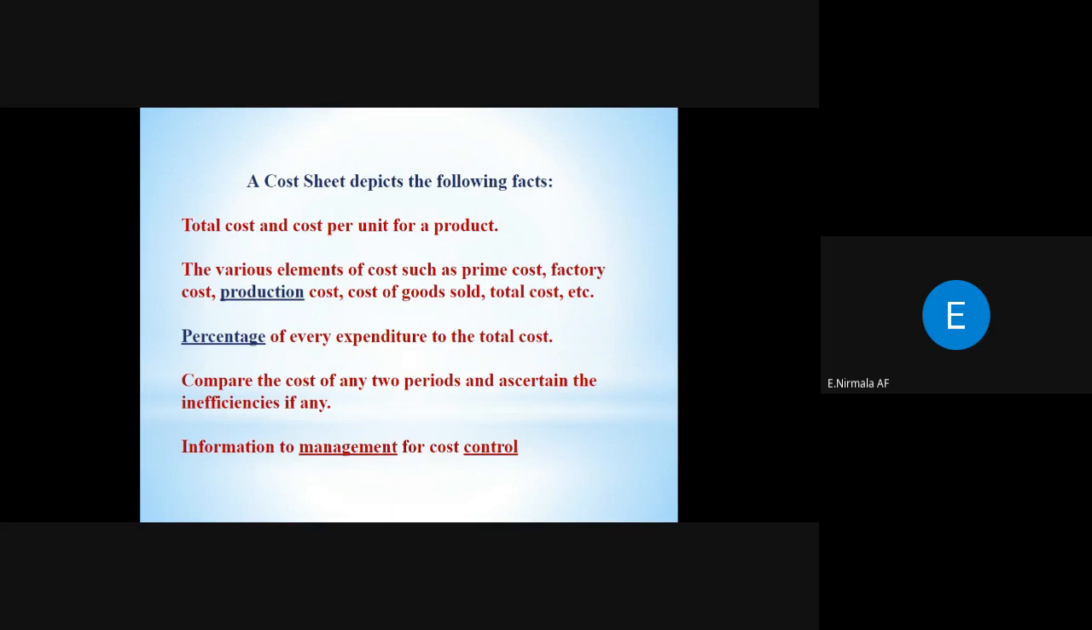This cost sheet will help us to find out the percentage of every expenditure to the total cost. Now, the manufacturer will be able to compare the cost of any two periods and ascertain the inefficiency. And this cost sheet is very useful to the management for cost control and reduction of cost.